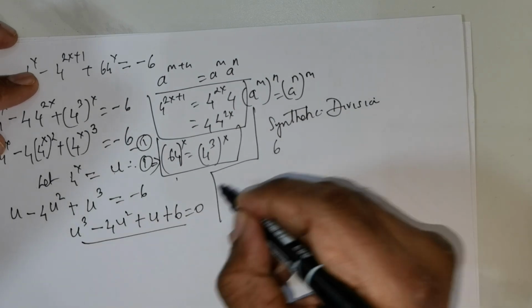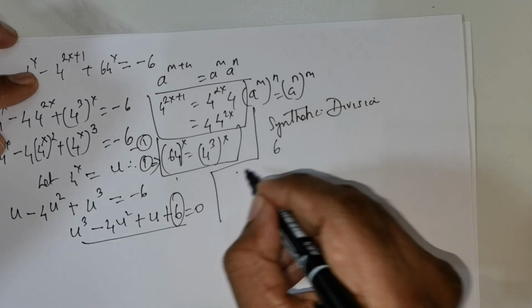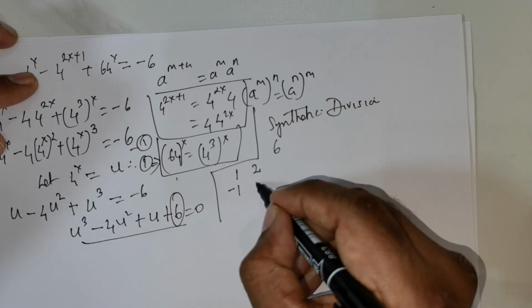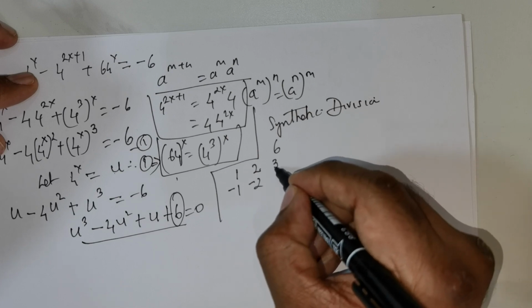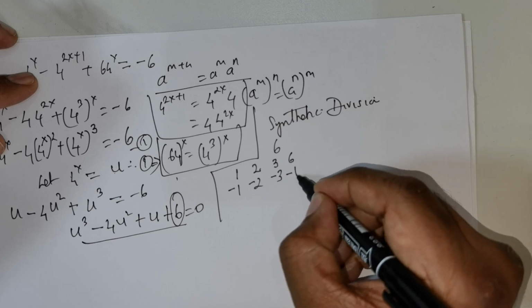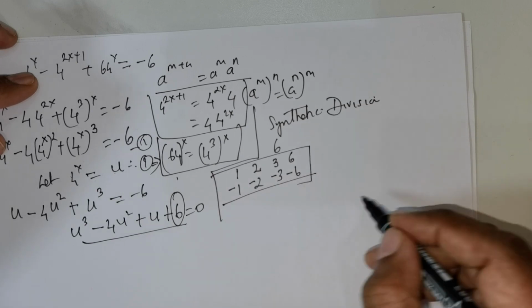For that, take the last term 6 and find all the factors of 6. 1 can divide 6, negative 1 can divide 6, 2 can divide 6, negative 2 can divide 6, 3 can divide 6, negative 3 can divide 6, 6 can divide 6, negative 6 can divide 6. These are the possible factors.